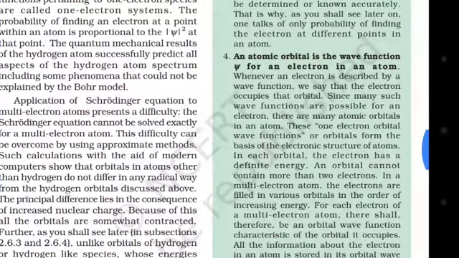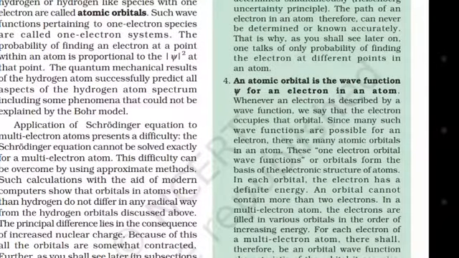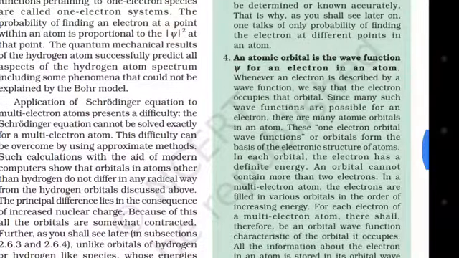4. An atomic orbital is the wave function psi for an electron in an atom. Whenever an electron is described by a wave function, we say that the electron occupies that orbital. Since many such wave functions are possible for an electron, there are many atomic orbitals in an atom. These one-electron orbital wave functions, or orbitals, form the basis of the electronic structure of atoms.